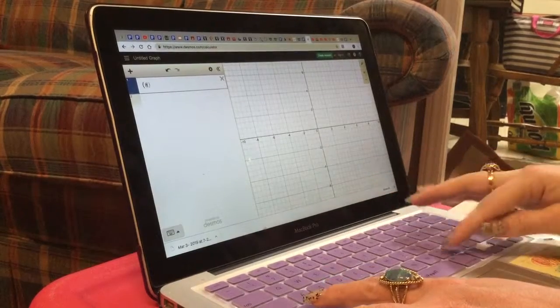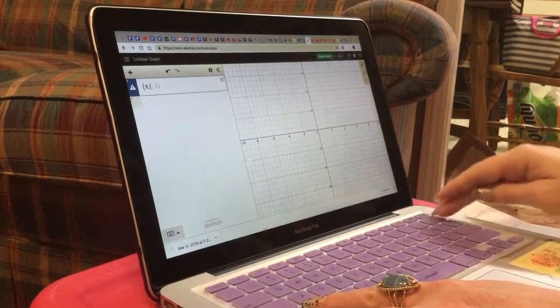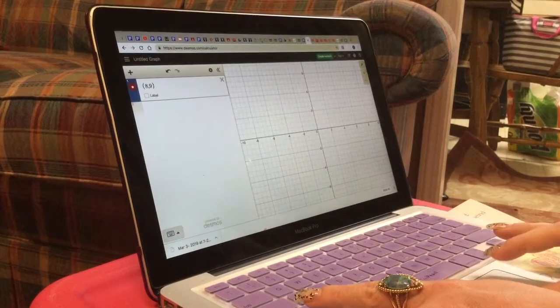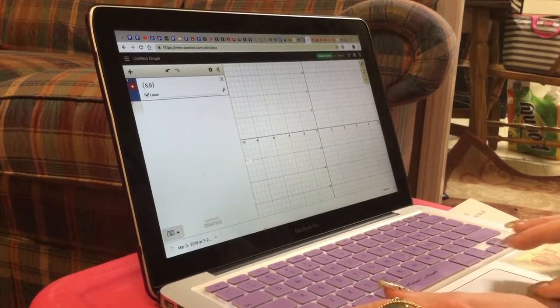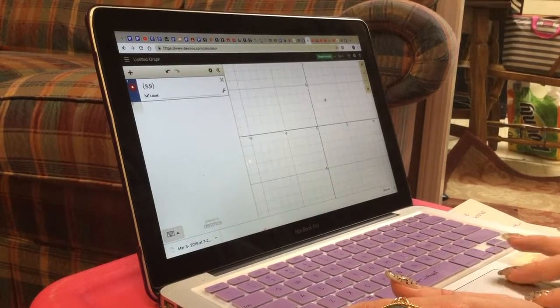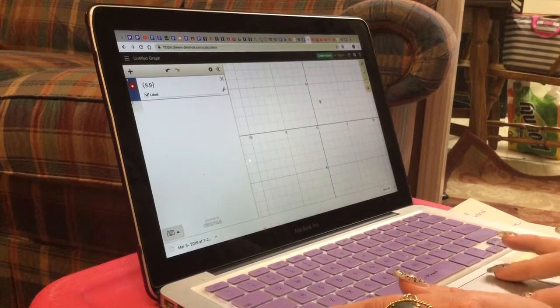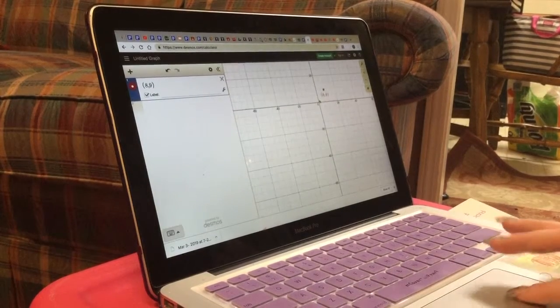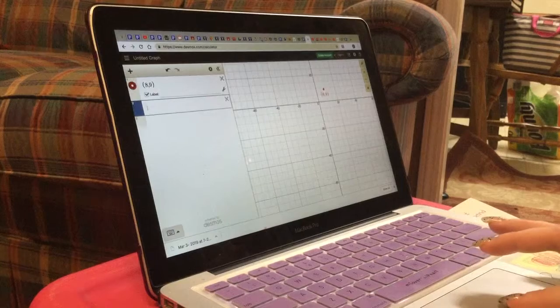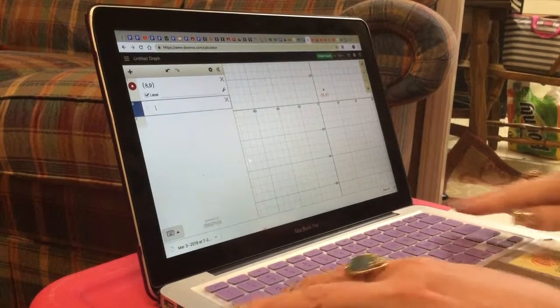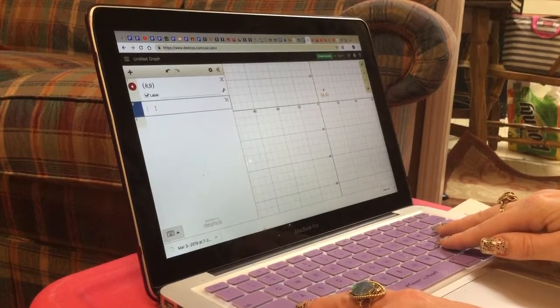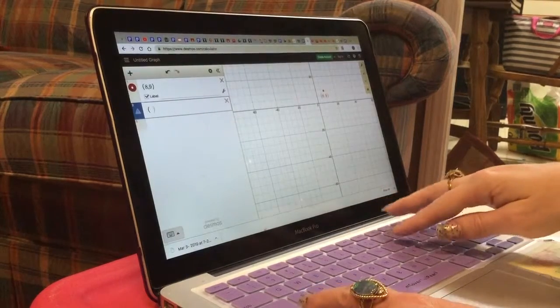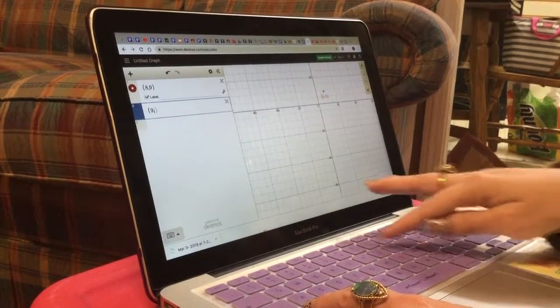So say they do 8, 9, and we want them to graph it. They can label it. Oh, where is it? I don't know. Oh, there it is. It's way up there. Okay, so here's their point that they graphed. And then, of course, I'm going to want them to do a rotation of 90 degrees. So we'll say clockwise. We're going to say the new point is 9, 8.